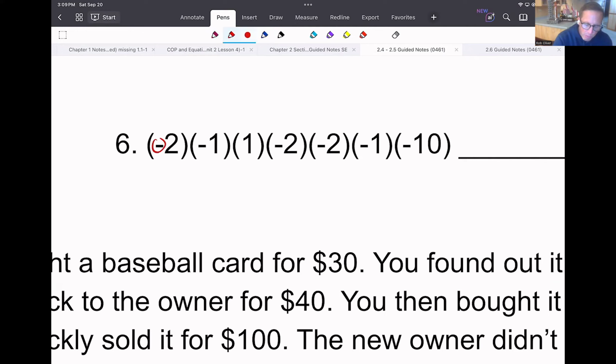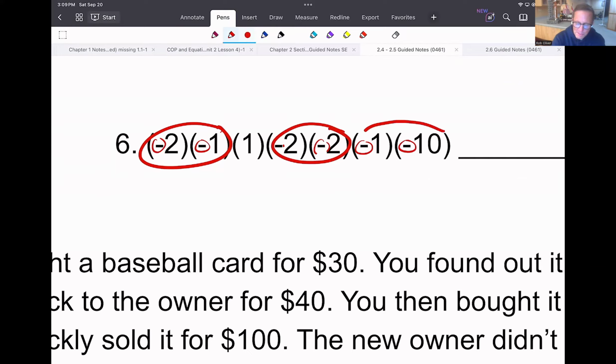So we can count, right? We have 1, 2, 3, 4, 5, 6. We have 6 negatives. So if you think about it, we have 3 pairs, right? Like this pair, that makes a positive. This pair, oops, I'm using the eraser. That pair right there, that makes a positive. Right here, that pair, that makes a positive. All right, so that's a positive, that's a positive. So we know that this product is going to come out positive when we're all done with it.